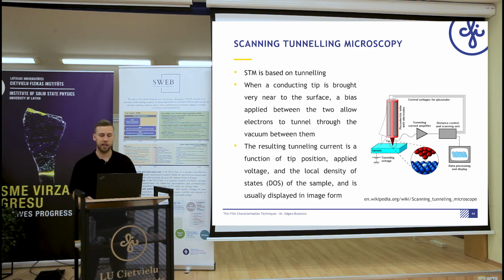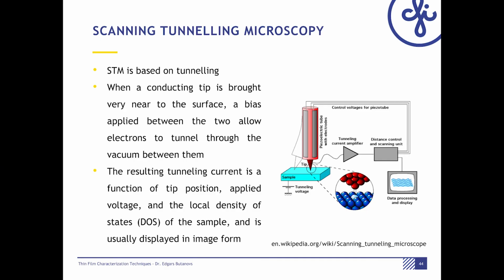For more detailed characterization of very atomically smooth films, you can use scanning tunneling microscopy. It's based on the tunneling effect between the very, very sharp tip of the microscope and the surface. The applied bias between the two allows the electrons to tunnel through the vacuum between them. And the resulting tunneling current is basically the local density of states of the sample, and it usually is displayed in an image form.